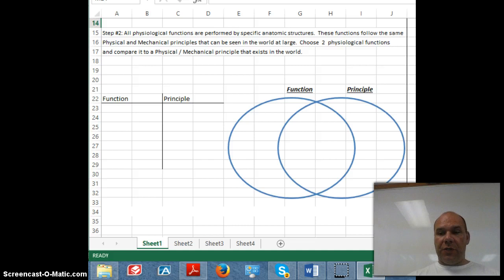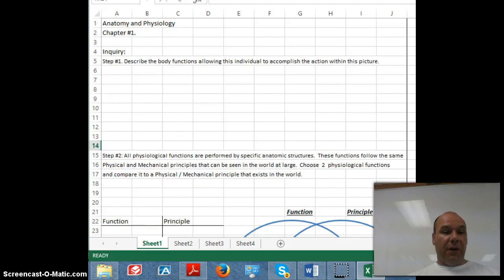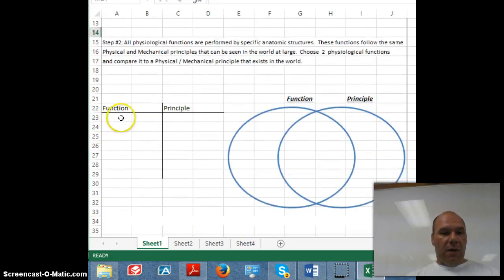So what you're going to do is take 2 of the body functions that have been identified in step 1 and place those under the function component of your T-chart. So we'll just say 1 and 2. Alright, and what I would like you to do is then take 2 aspects, 2 components from the everyday world. It could be physical, it could be mechanical, it could be anything. Something that relates, something that you could compare to one of these functions, to both functions. So that could be anything. We'll just put example 1, example 2.